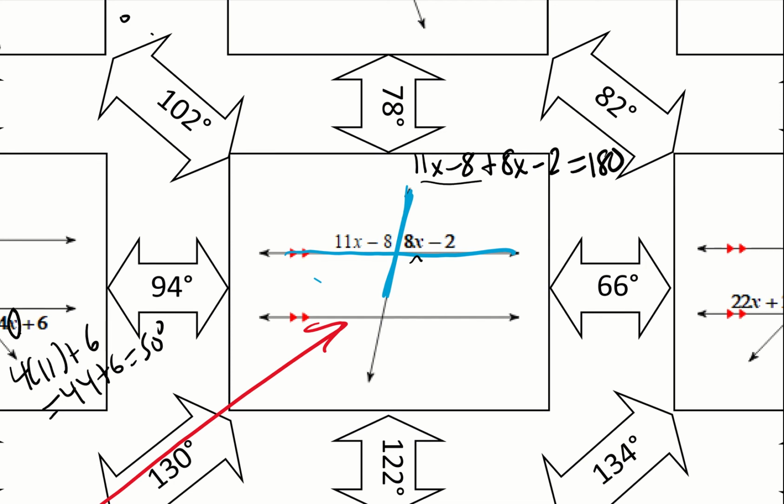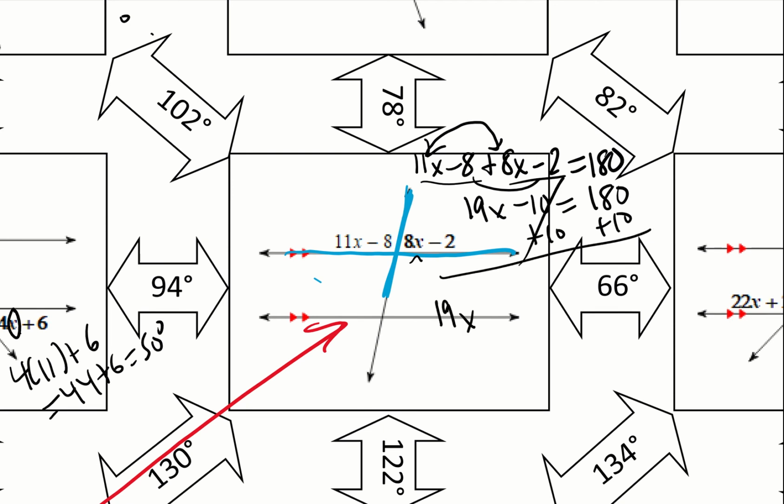All right, so now they're adding up to 180. So now we can combine our like terms. Since they're on the same side of the equal sign, we can combine like terms right away. This is going to be 19x. This is going to be minus 10 equals 180. And then we'll go ahead and add 10 to both sides to get x by itself. So we got 19x equals 190. Divide off the 19 on both sides to get x completely by itself. X is 10. Now we plug that in.